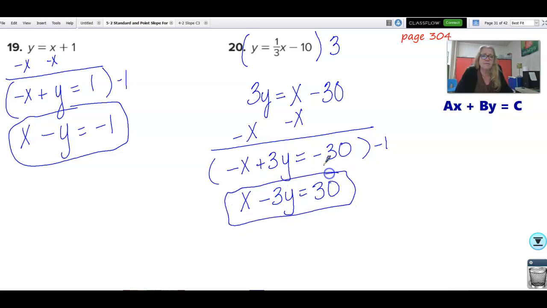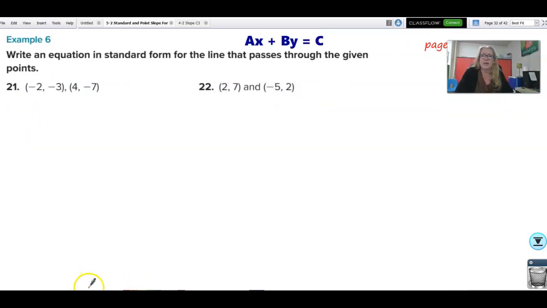Dun, dun, dun, dun. Not too bad. Love hanging around in the afternoon, manipulating some equations.